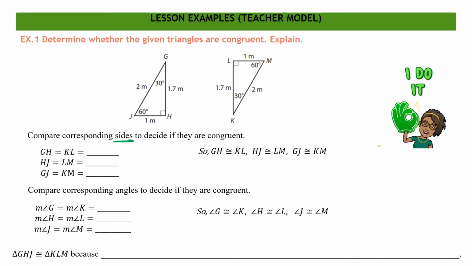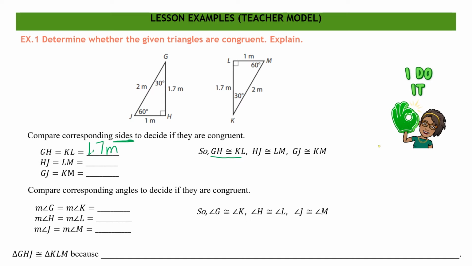So GH I see is 1.7 meters, and KL I see is also 1.7 meters. So that tells me that these two sides are in fact corresponding because they match with the same measure. So because they have the same measure, I can say, in fact, these two sides are congruent.